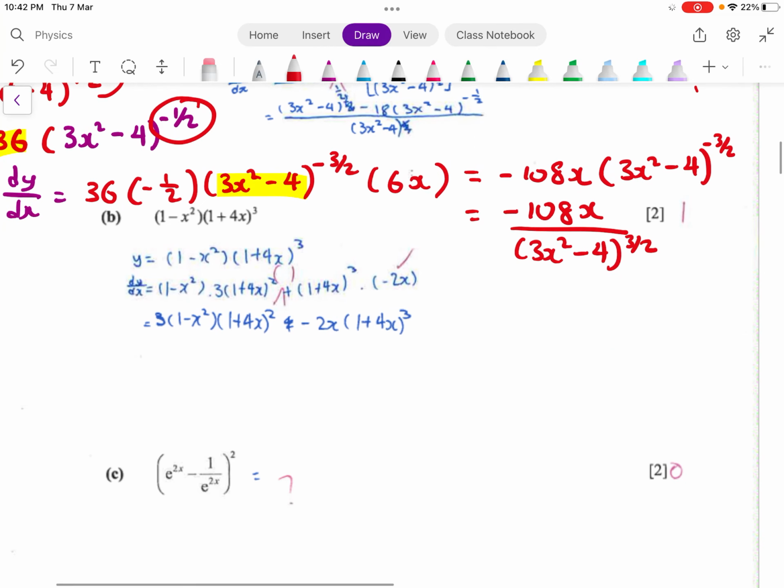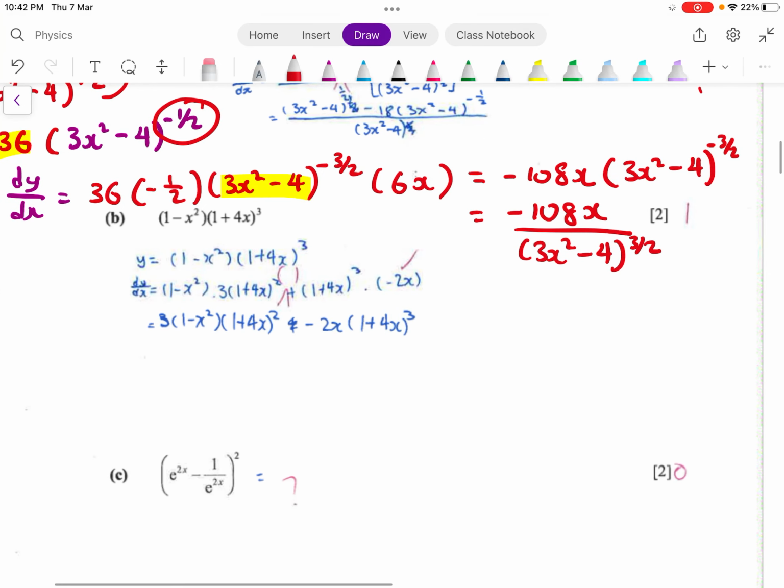Okay, for part B, it looks a bit challenging. So how do we actually do it? Very simple. First thing, I also teach you a simple trick for this. You look at this: 1 minus x squared bracket, and then of course 1 plus 4x, the whole thing to the power of 3.